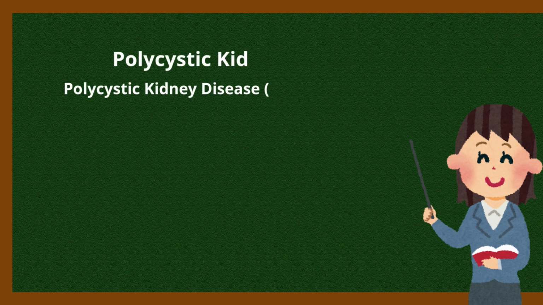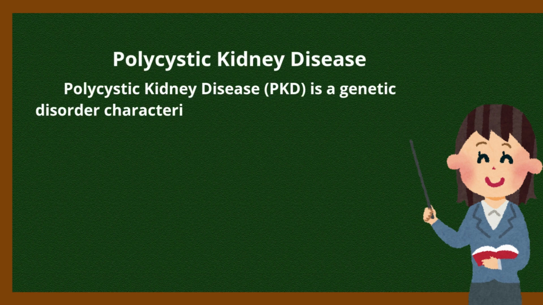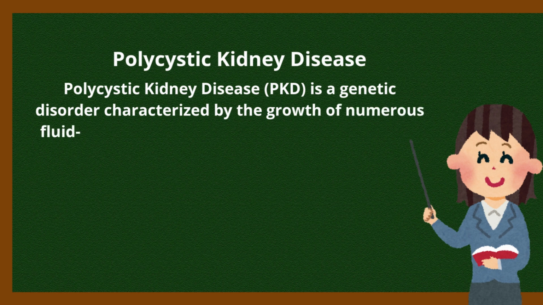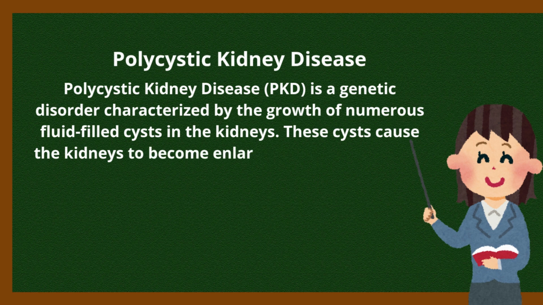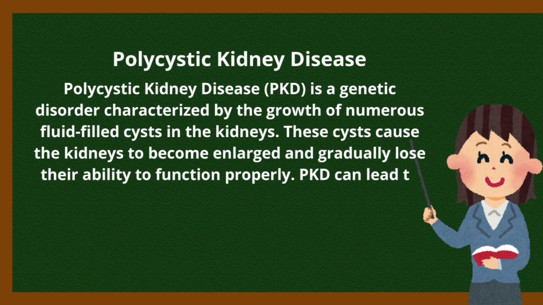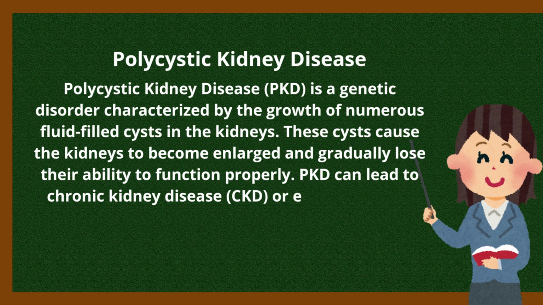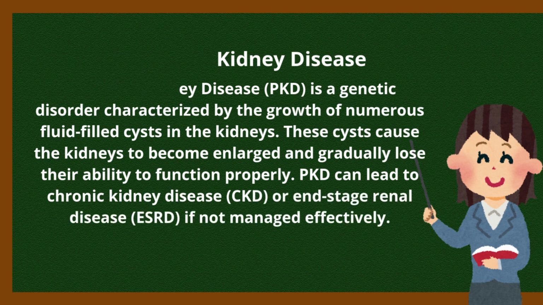Polycystic kidney disease, PKD, is a genetic disorder characterized by the growth of numerous fluid-filled cysts in the kidneys. These cysts cause the kidneys to become enlarged and gradually lose their ability to function properly. PKD can lead to chronic kidney disease, CKD, or end-stage renal disease, ESRD, if not managed effectively.